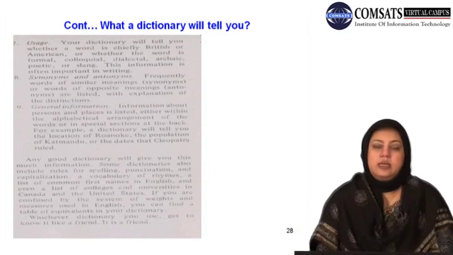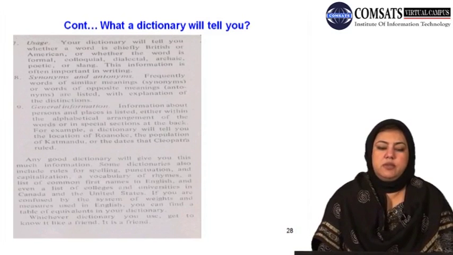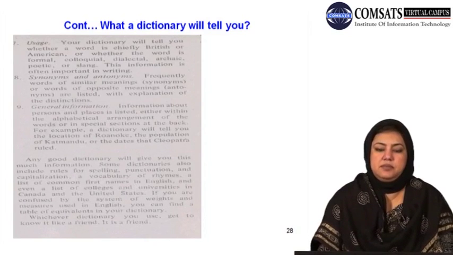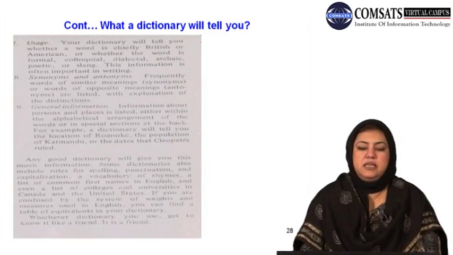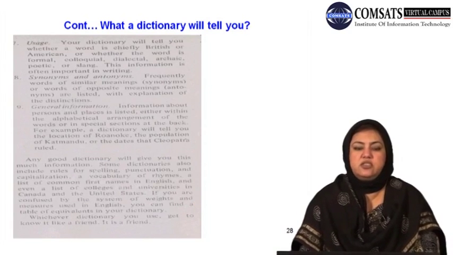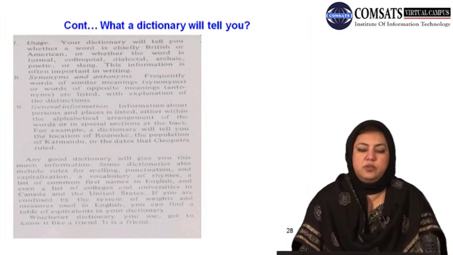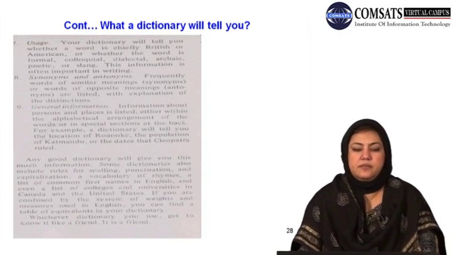Another important information that dictionary provides regarding the entries in it are synonyms and antonyms. Frequently words of similar meaning, that is synonyms, or words of opposite meanings, that is antonyms, are listed with explanation of the distinctions, and it is made clear how different synonyms are to be used in different contexts and what antonym would be used in a particular context.